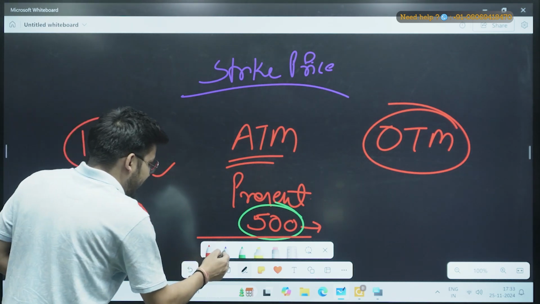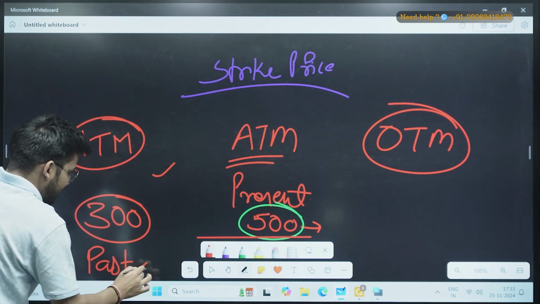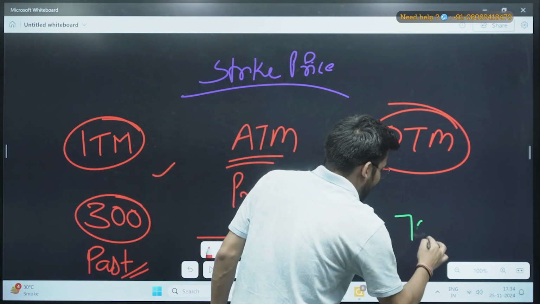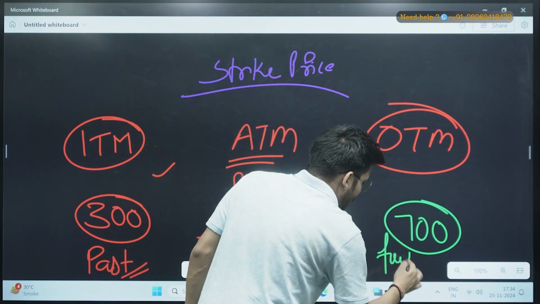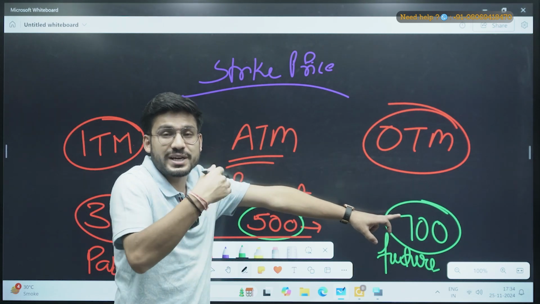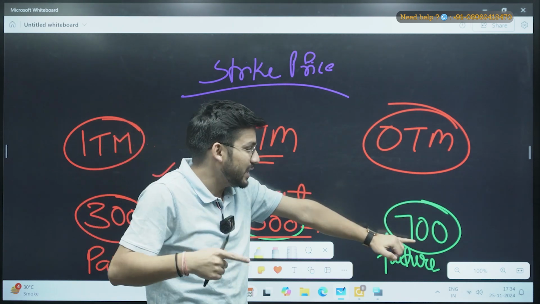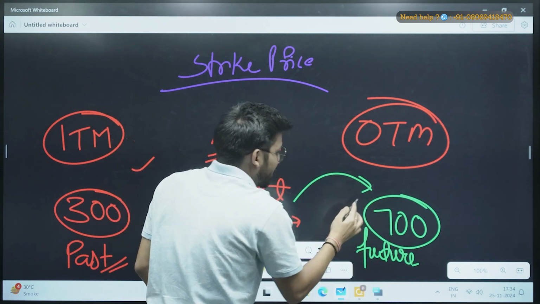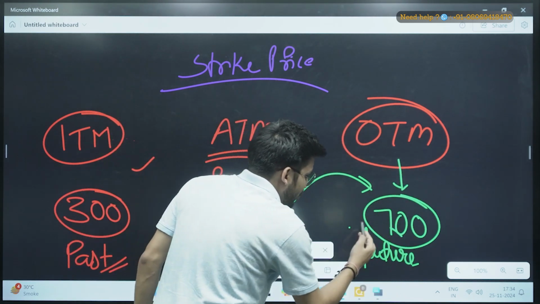So you can say it is a past. Okay, it is a past. Now if I am making a bet like my market will end up above 700 at the end of the expiry, I can treat it as my future. Because currently my market is not above 700, or it is not near 700, it is currently trading at 500, but I am making a bet that in the future at the end of the expiry it will end up here. So it means my market has still 200 points to go, right? So that is my OTM strike price, that is your future.